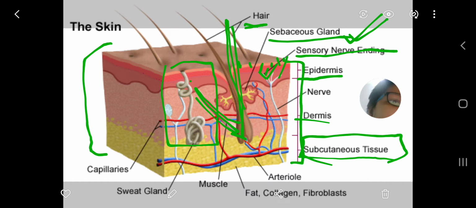Subcutaneous tissue. It's the third layer of the skin. It is called subcutaneous tissue because it contains a lot of fat and many other important things like proteins, vitamins, etc.